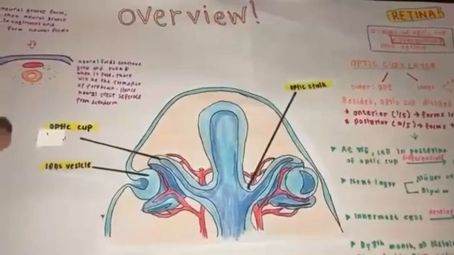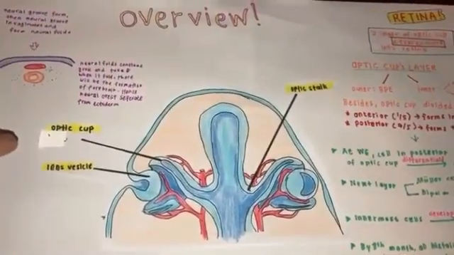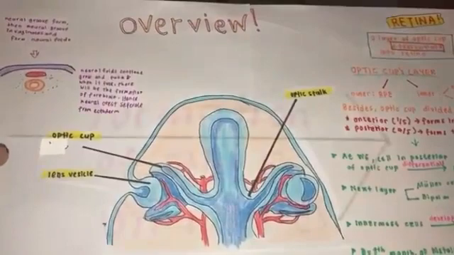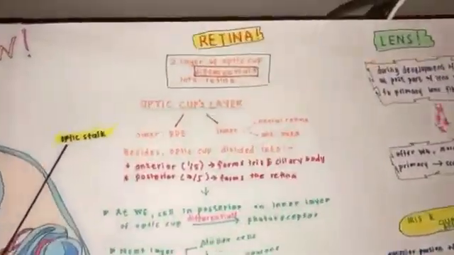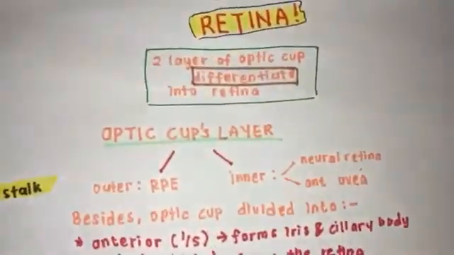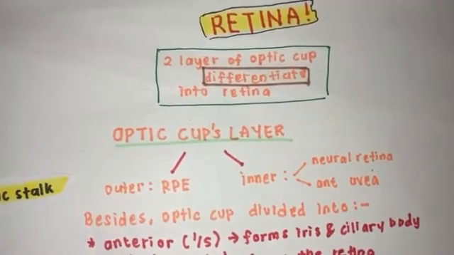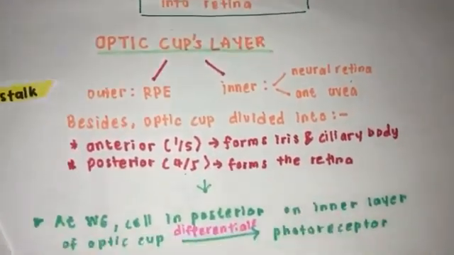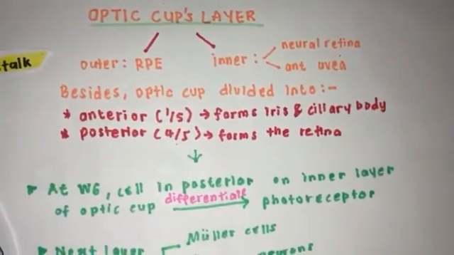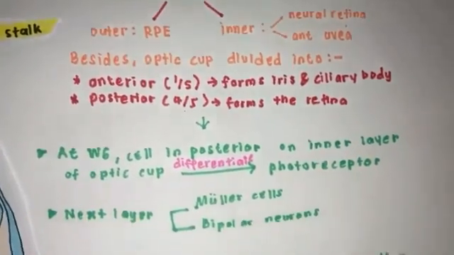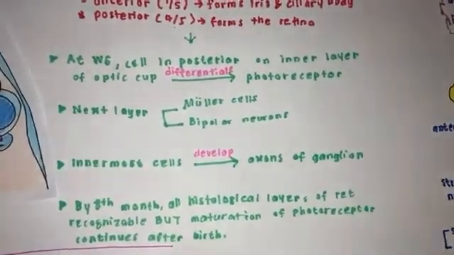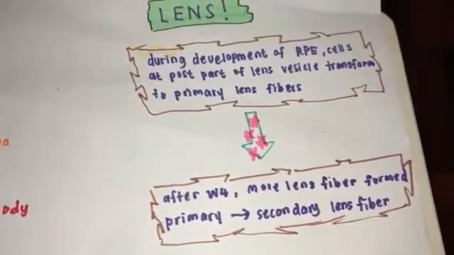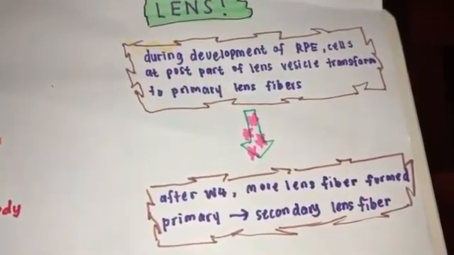Okay, this is the overview. We have the optic cup, optic stalk, and lens vesicle. Move on with formation of other structures. First one is development of the retina, and here is the information. Okay, this one is development of the lens.